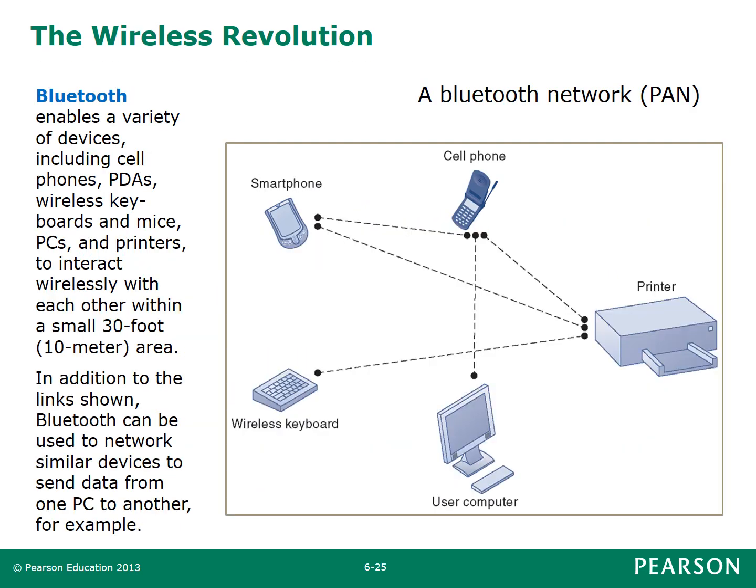This graphic shows the uses of Bluetooth for a PAN, personal area network. Bluetooth connects wireless keyboards and mice to PCs or cell phones without wires. Note that one of the most important advantages of Bluetooth is that it has a low power requirement.